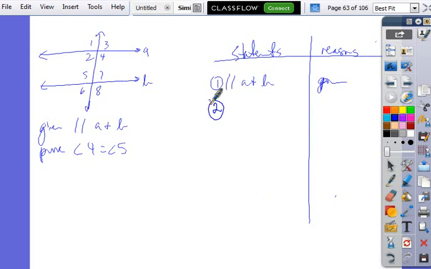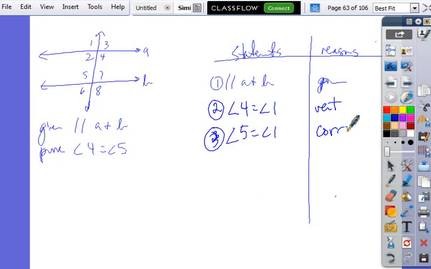Angles 4 and 1 are vertical. And then angle 5 is equal to angle 1 because of corresponding. That means angle 4 is equal to angle 5 by substitution.